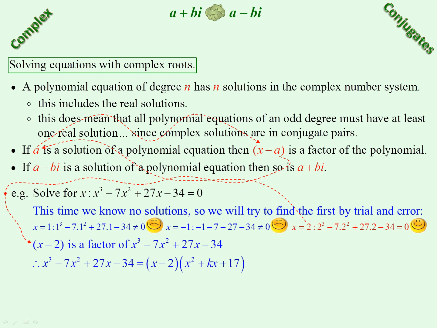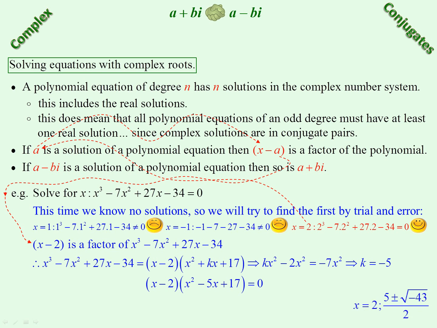So we've gone straight to there. Notice x cubed to give you x cubed, and minus 34 must be minus 2 times plus 17. Now we're doing by inspection. Kx squared and minus 2x squared, they're the x squared terms from that product, must be minus 7x squared. And that gives us k equal to negative 5. So now we have the quadratic factor, and we can use quadratic formula to solve that. There we are.